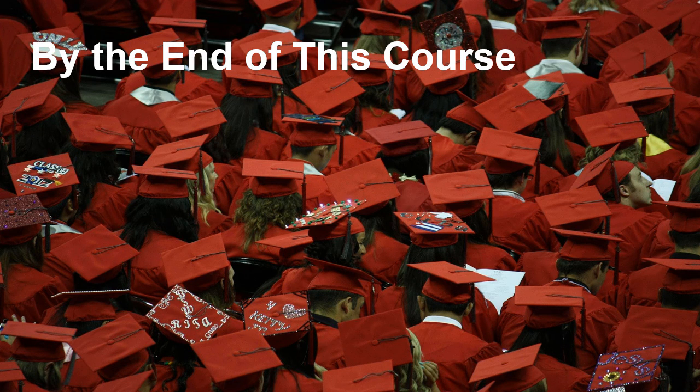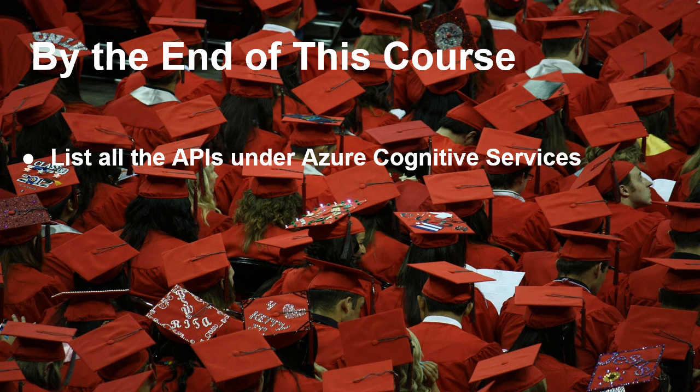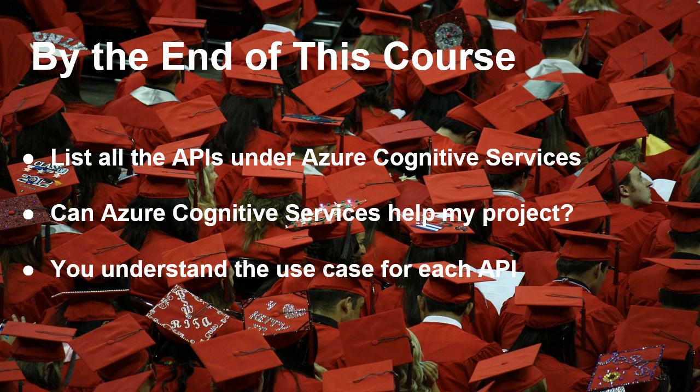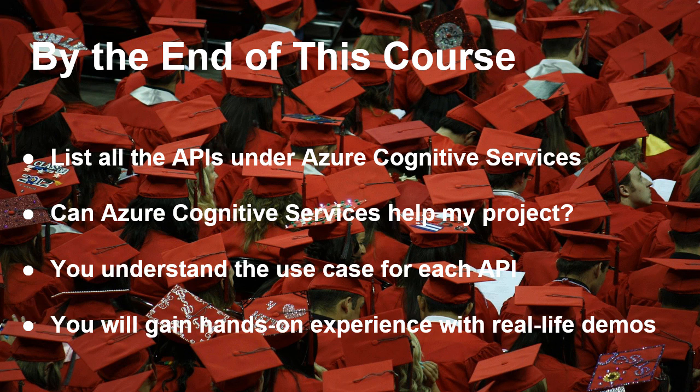So, what should you expect from this course? Well, I guarantee that by the end of this course, you'll know all the APIs under Cognitive Services. You can list them all. You will know if any of these APIs can help you develop your smart application or not. And yes, there might be a not. You will understand a use case for each and every one of these APIs. I will provide extensive Microsoft documentation for your reference. And most important, you will gain hands-on experience with many real-life demos I have designed for this course. Do I have your attention now?